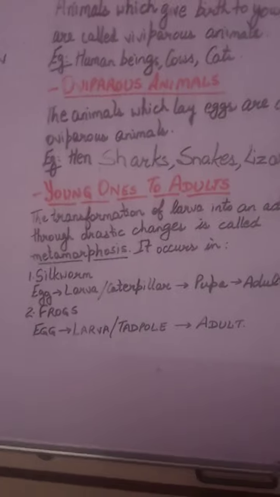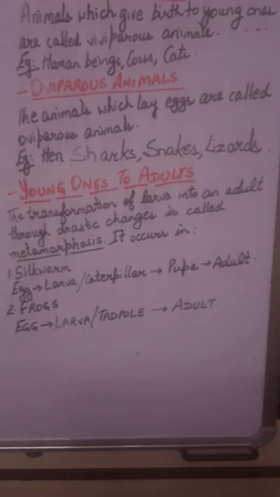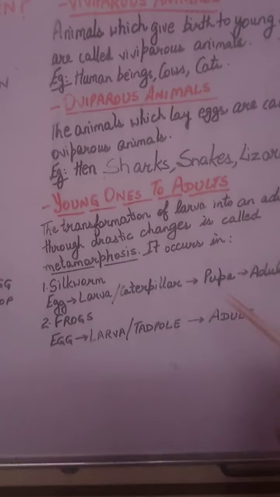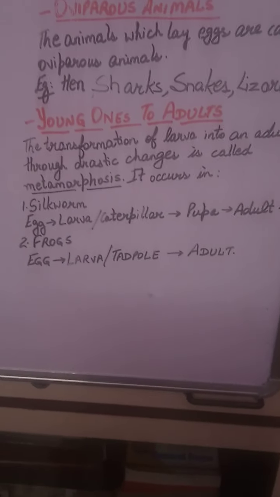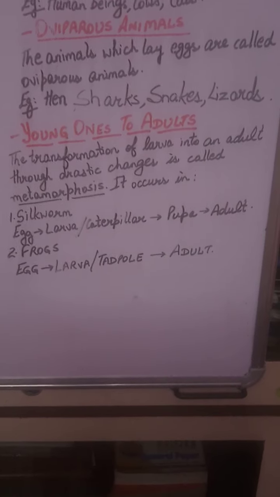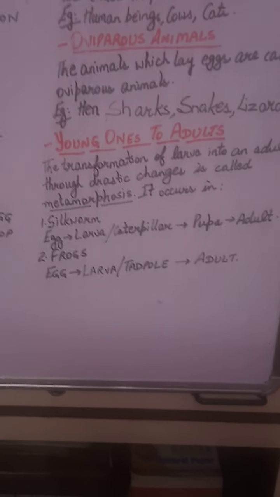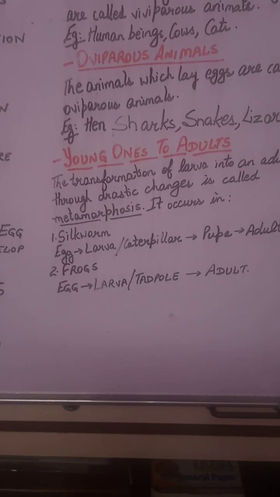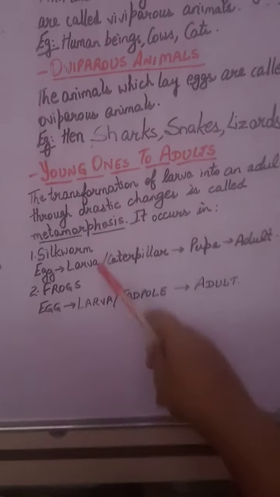Now the young ones are released. Maybe directly the baby is formed, or the eggs are released and the eggs hatch. After that, how does the young one become an adult? In the human beings, the small baby is there. The small baby takes food, grows, matures, and it becomes adult. But in some of the organisms, the development process is somewhat different. That particular process is termed as metamorphosis.